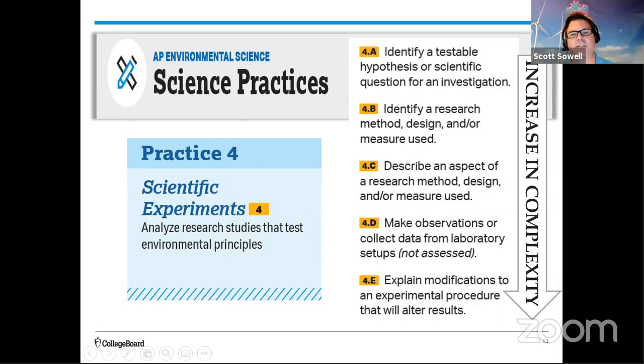But again, like Ms. Fassler said, as the practices go down, they get much more complex. I do want to point out 4D. This says not assessed. That's because this is you making those observations when you were in your class doing labs. So don't get stressed out that this says not assessed. Just go A, B, C, and then down to E when you review it.